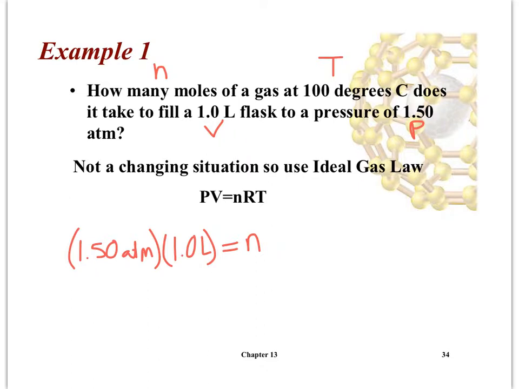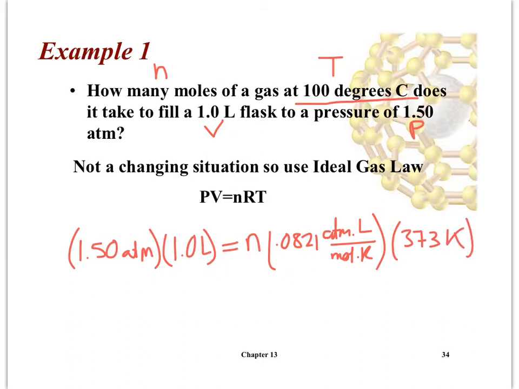And because my pressure is in ATM, I have to use the R value that has ATMs in it. So that's the 0.0821 ATM times liters per mole Kelvin. And then my temperature, I'm given 100 degrees Celsius, but I can't use any gas law unless it's in Kelvin. So I need to convert that to Kelvin, so that would be 373 Kelvin. It's important to include the units for all of your numbers. That way you see whether they cancel or not and what units you end up with.